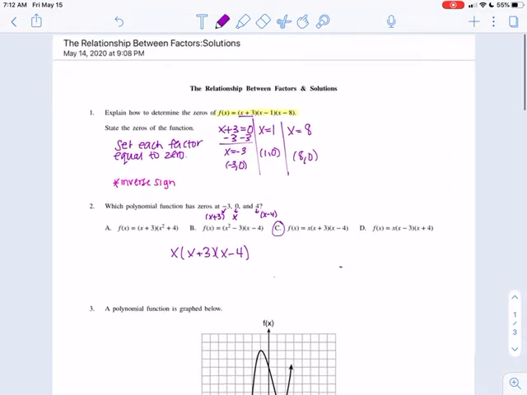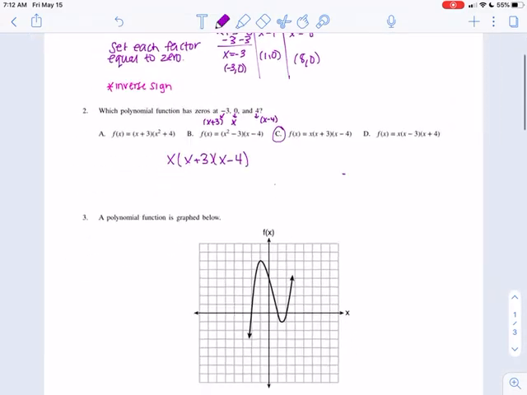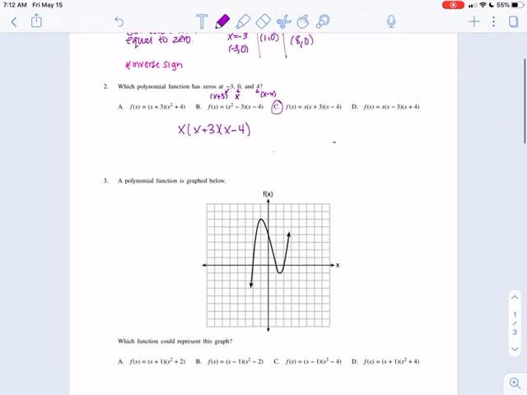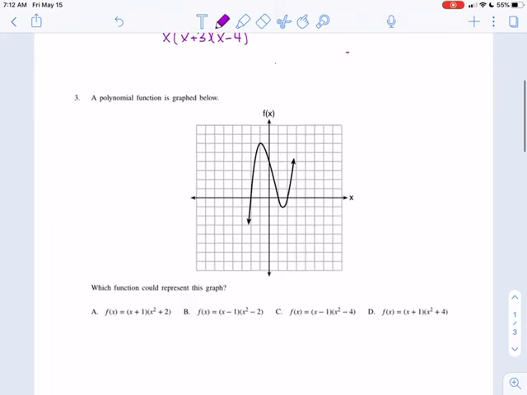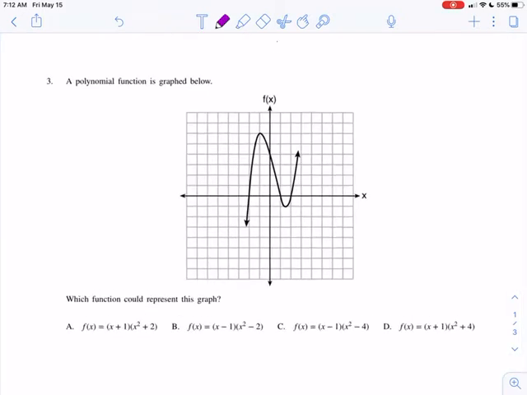How do I tell a polynomial from a graph? It says which function could represent this graph. They're giving me an image and they want me to find the equation. How do I do that? Well, look at the solutions or look at the zeros.